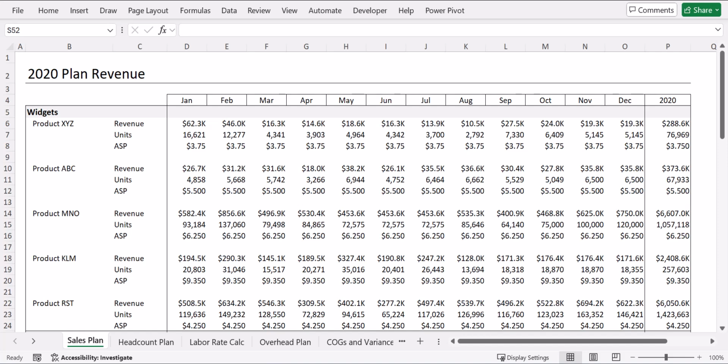The template consists of 8 worksheets, the first 6 addressing different aspects of a plan, and the last 2 showing how monthly results might be analyzed in a fictitious month.